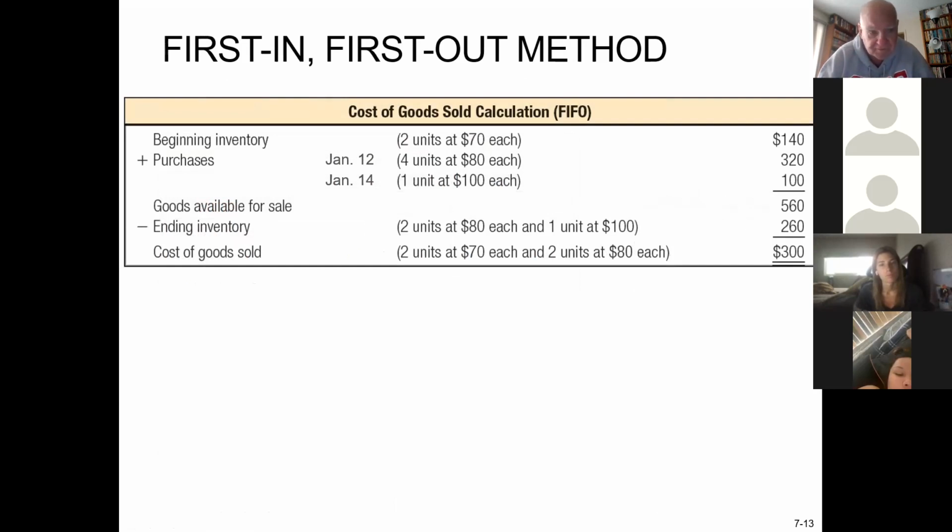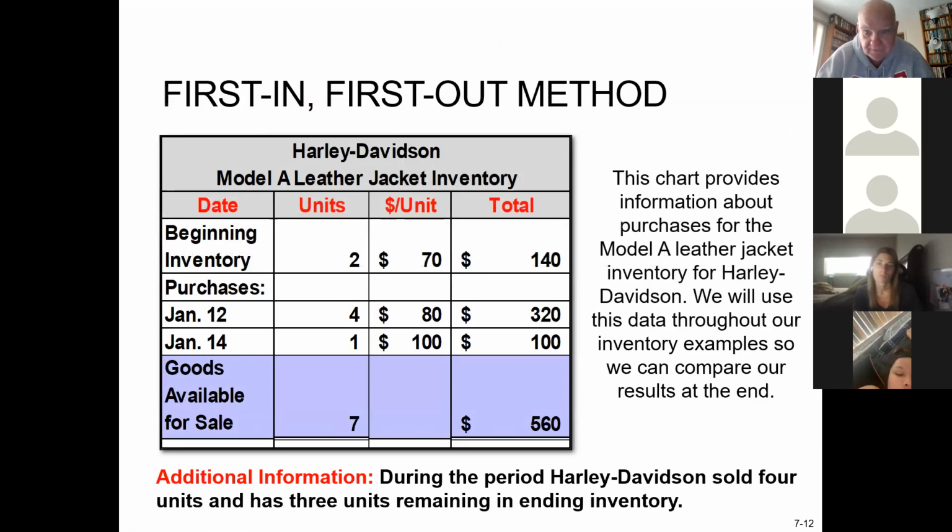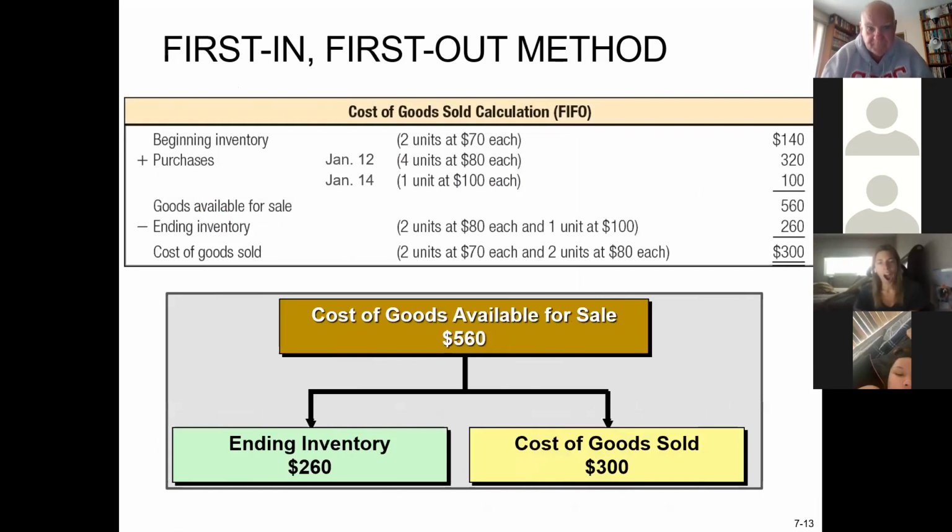So let's go back up here, see if they talk about the sales. During the period, Harley Davidson sold 4. So we know we sold 4 of these 7. The question is, how do we price them out, cost them out?